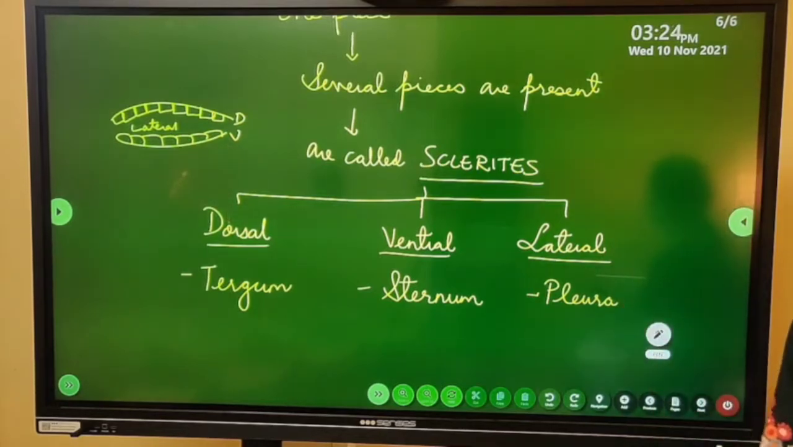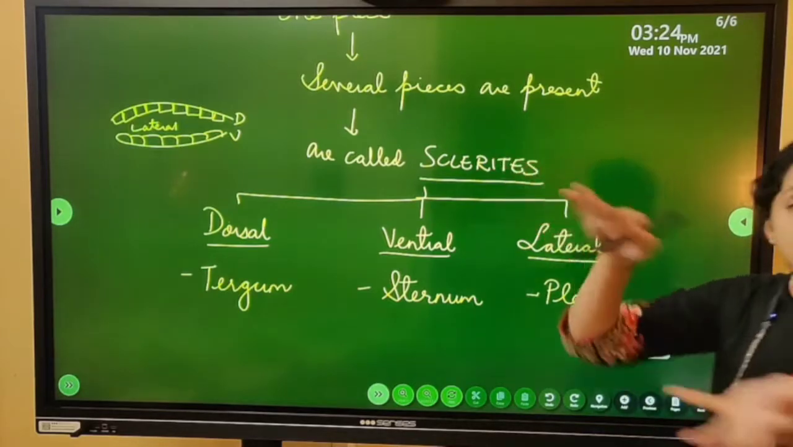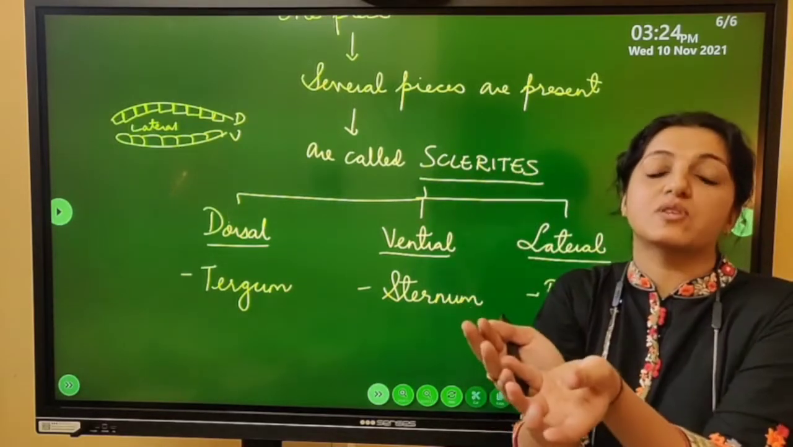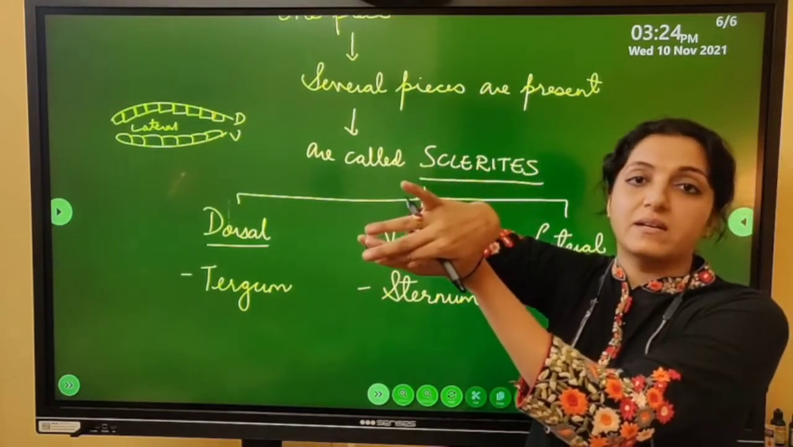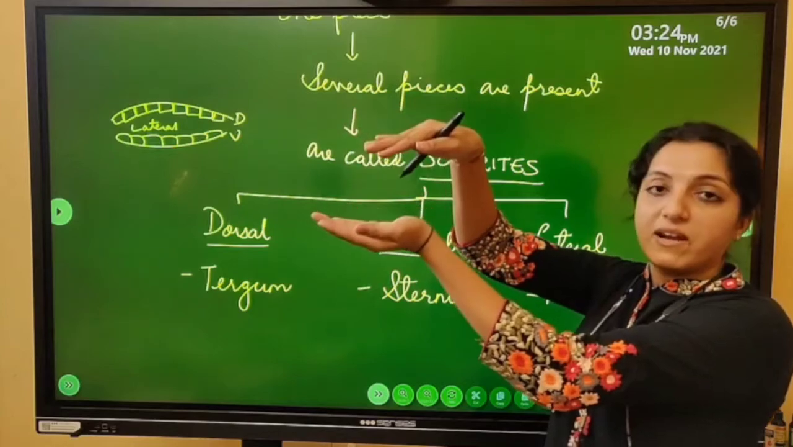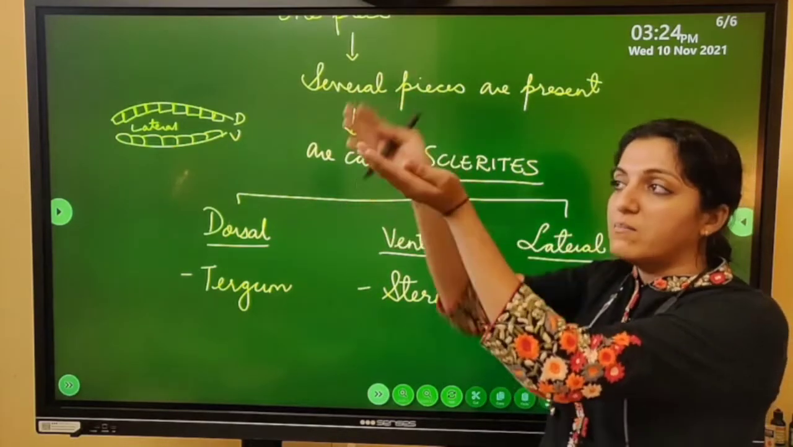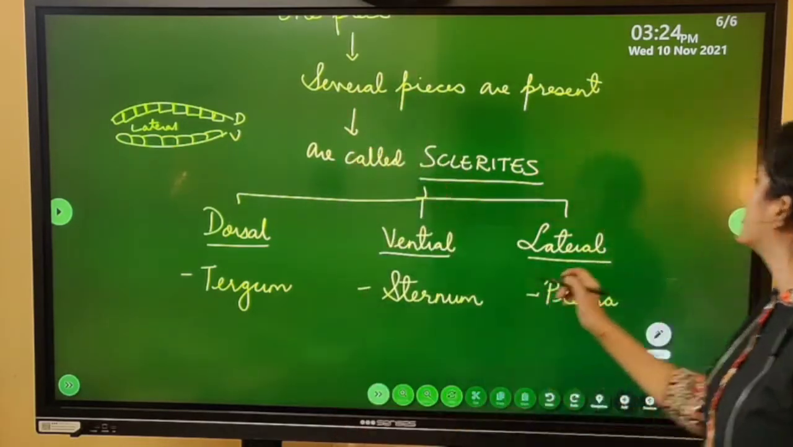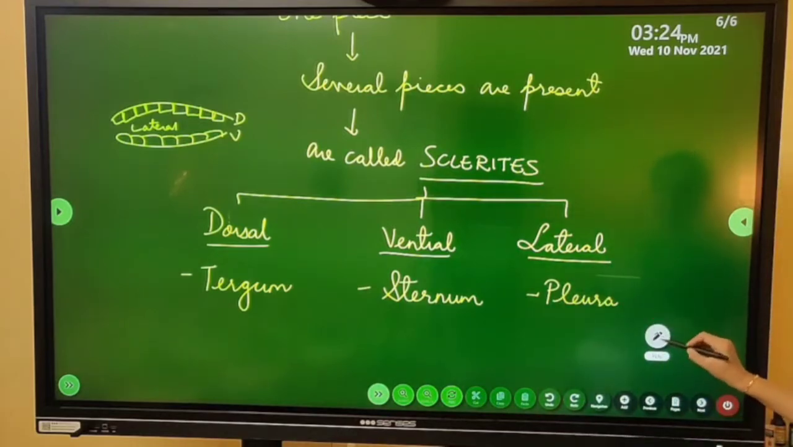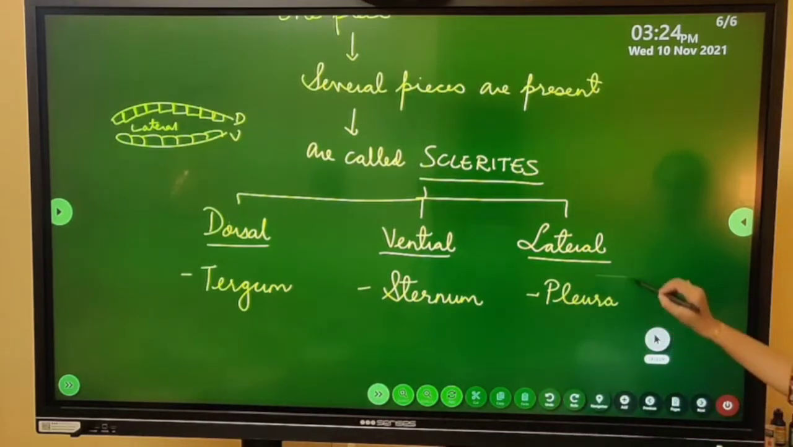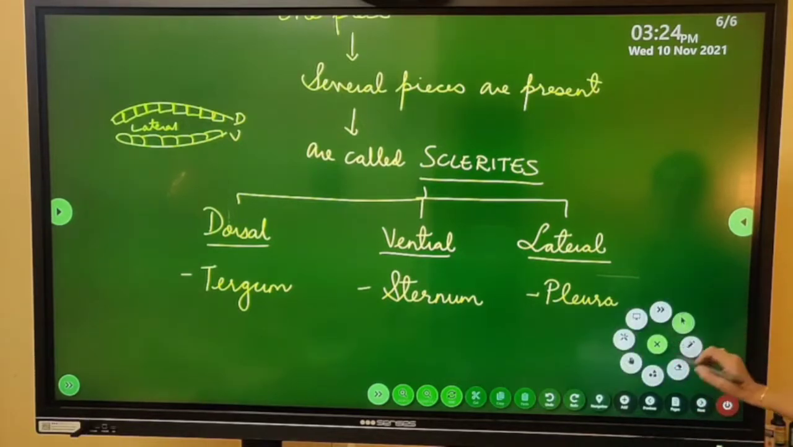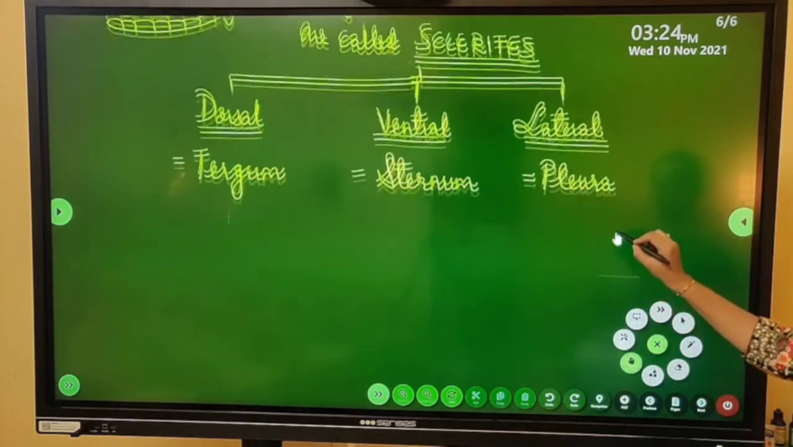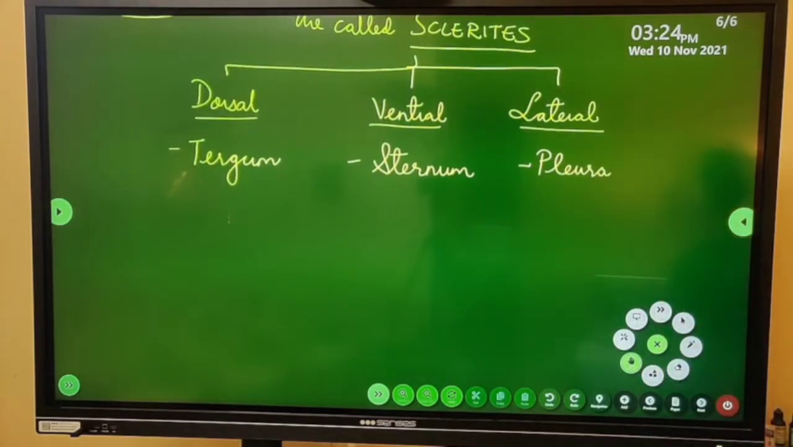And these are joined with each other. ये एक दूसरे से joint रहेगा पूरा chitinous exoskeleton. ऊपर का exoskeleton, नीचे का exoskeleton और side का exoskeleton. ऊपर का dorsal का, ventral का और side का exoskeleton पूरा joint रहेगा एक दूसरे से. So they are joined with each other through a membrane which is called arthrodial membrane.